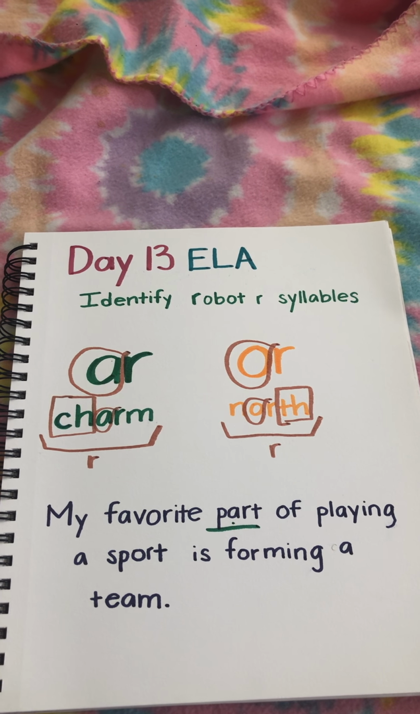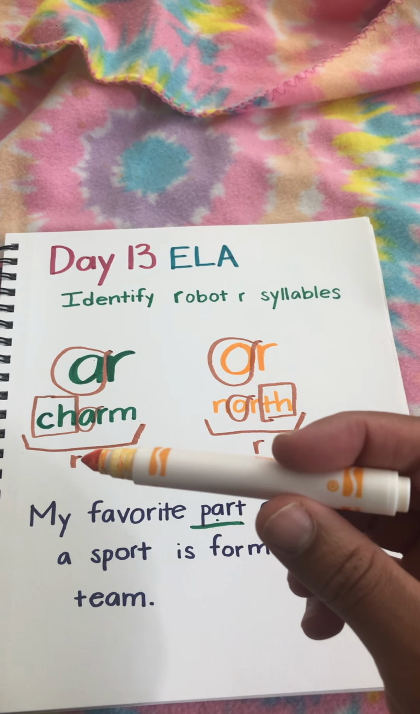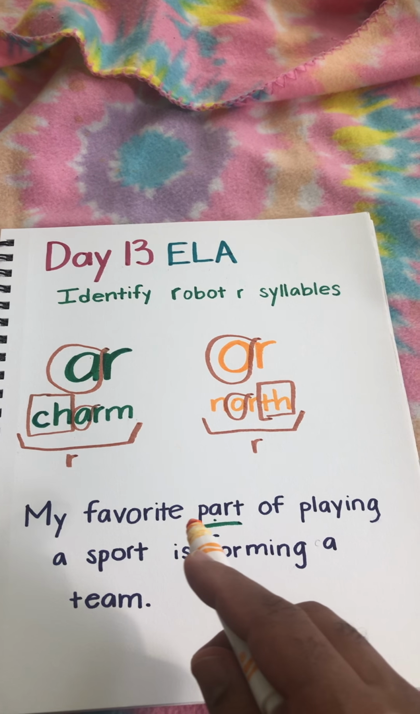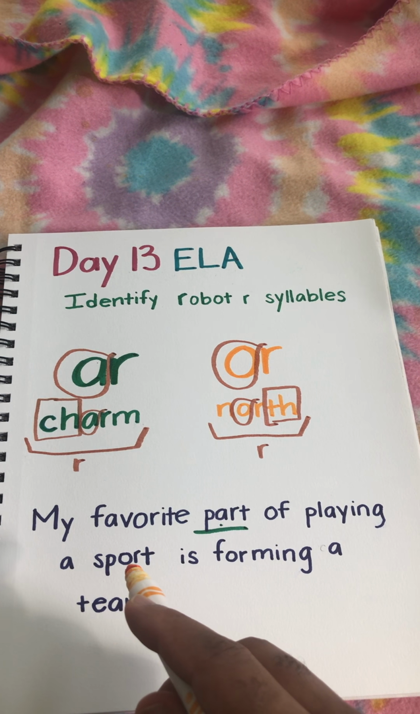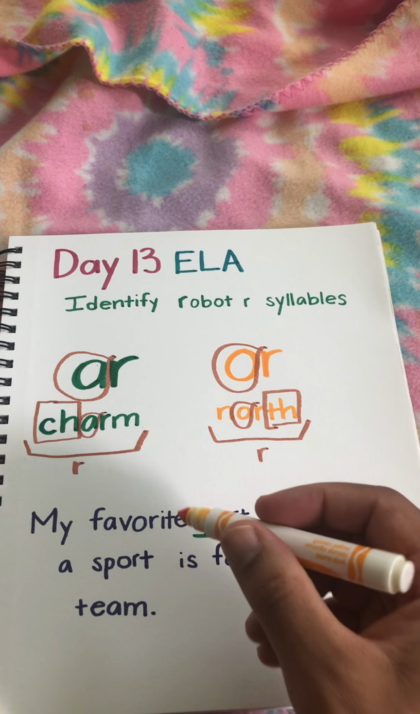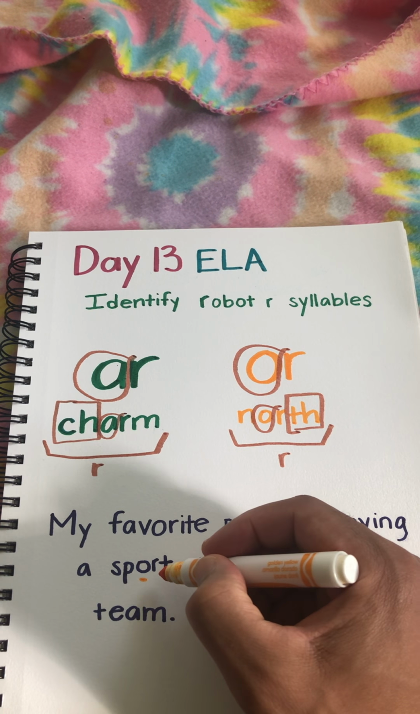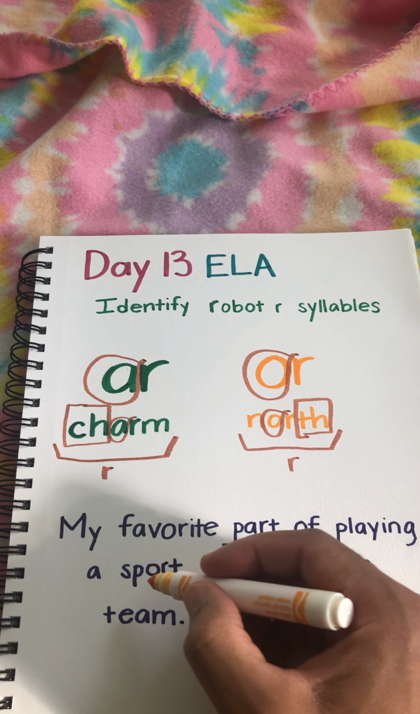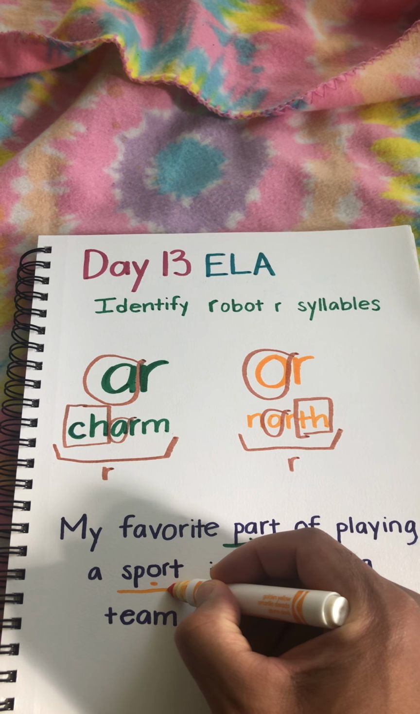Now, if I find examples of Orville Or, I'm going to underline Orville with my orange color. My favorite part of playing a sport. Here's an example of a vowel O right next to that R. Yep, I've got Orville Or here. I'm going to underline it in orange.